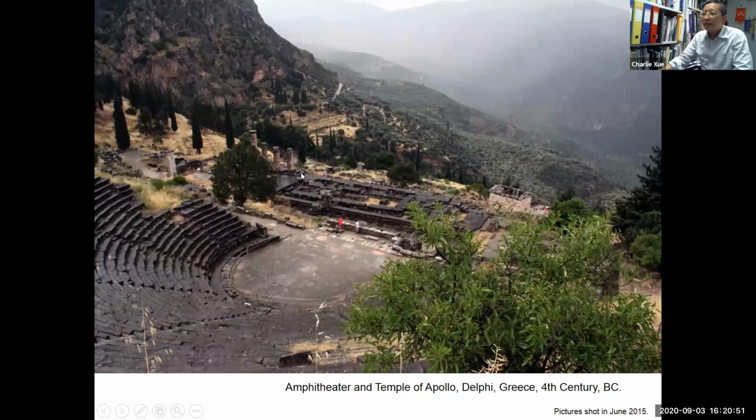And today you can see the foundation. This is in a place called Delphi in Greece. This is the amphitheater. The amphitheater was also invented by Greek people, and it is open. When you sit here, the people in front of you will not block you. So this is called an amphitheater. This is the Temple of Apollo.